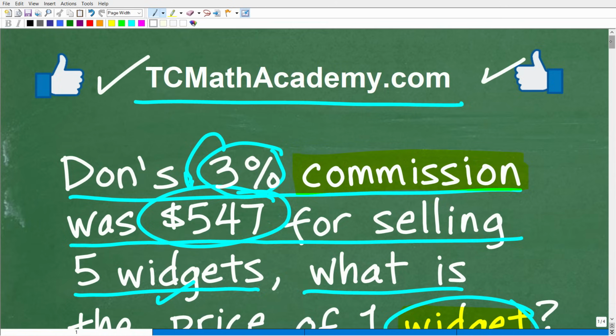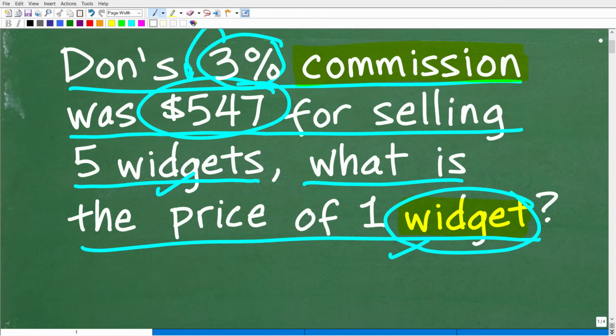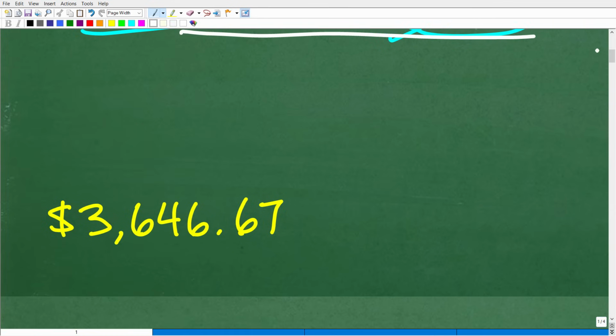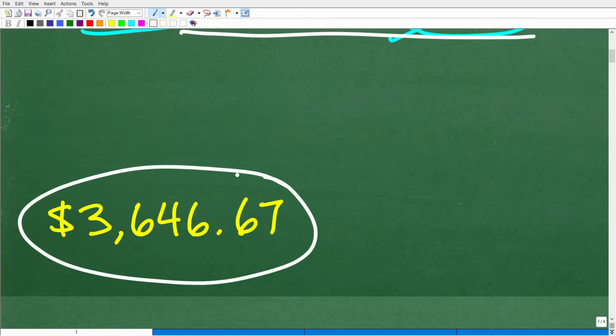Okay, so now that we understand the question, let's go ahead and see how much one of these widgets costs. And the right answer is approximately $3,646.67. So, wow, Don is really doing good work at his job. He got somebody to spend this amount of money for 1 widget. Now, he didn't sell 1 widget. He sold 5 widgets, and of course, he made $547 for doing so. But wow, what item could cost this amount?